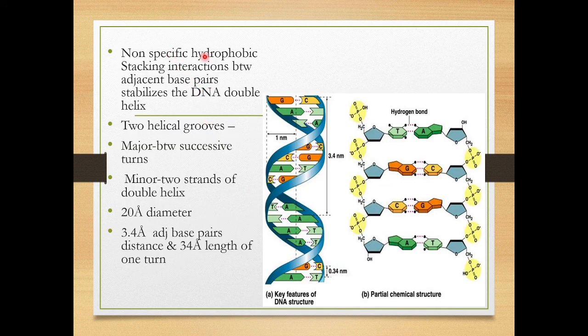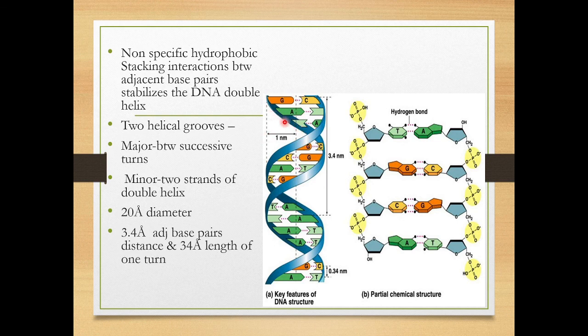So there is a non-specific hydrophobic stacking interaction between adjacent base pairs that stabilizes the DNA double helix. These base pairs are arranged so amazingly, stacking one above the other, that actually stabilizes the DNA in a compact manner. So this stacking and this coiling produces two grooves.